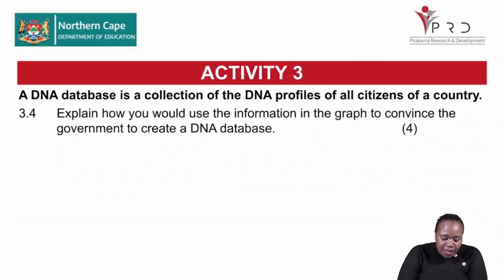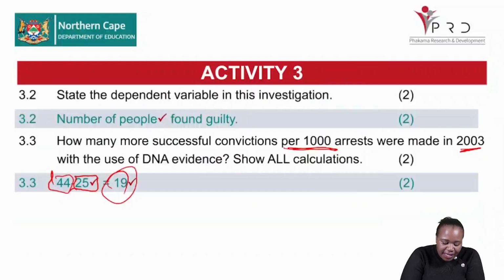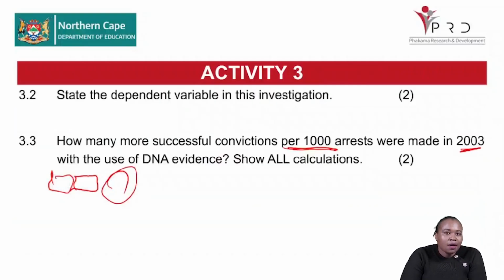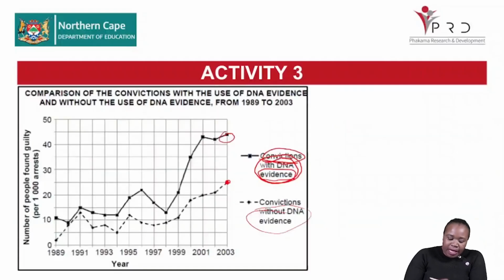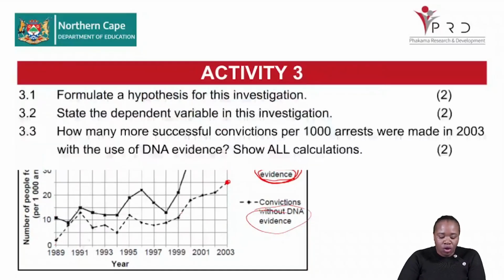Okay, a DNA database is a collection of the DNA profiles of all citizens of a country. Explain how you would use the information in the graph to convince the government to create a DNA database. From the graph, you can see that the difference here, as we have seen, is 19 more convictions as compared to when there is no DNA evidence. So you can simply explain that from 1989 until 2003, there has always been a high number of convictions when there is DNA evidence as compared to when there is no DNA evidence.